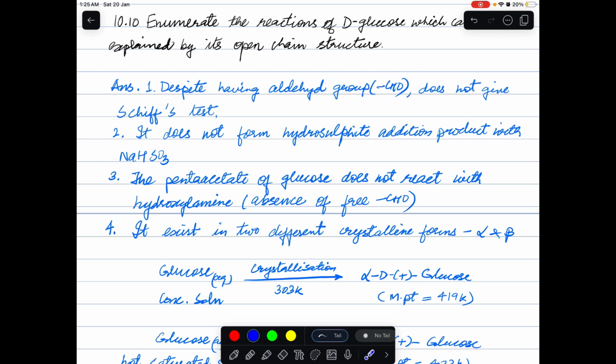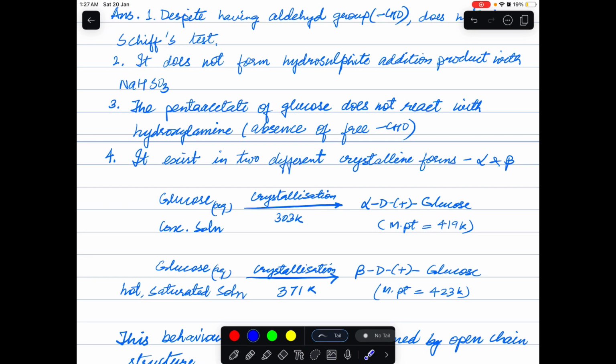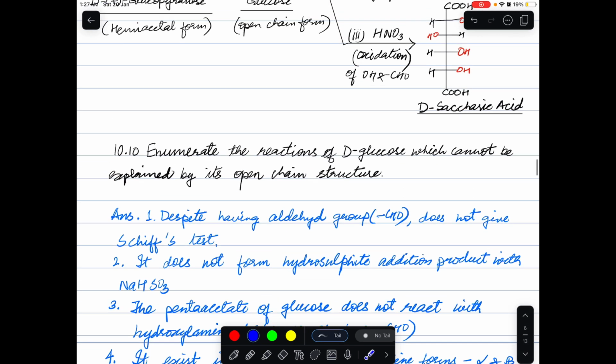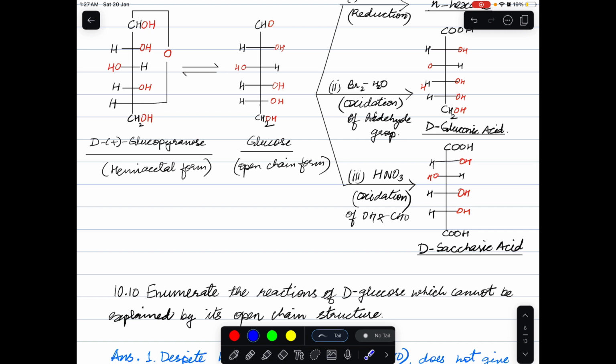Second one, it does not form a hydrosulfide addition product with sodium hydrogen sulfide or sodium bisulfide, which we expect because of the presence of the CHO group in glucose. The next point is the pentaacetate of glucose does not react with hydroxylamine, and it is a reflection of the absence of a free CHO. What is the meaning of this? So have a look at this open chain structure. How many OH groups does it have? 5 OH. The same we have in the ring structure also, 1 2 3 4 5 OH.